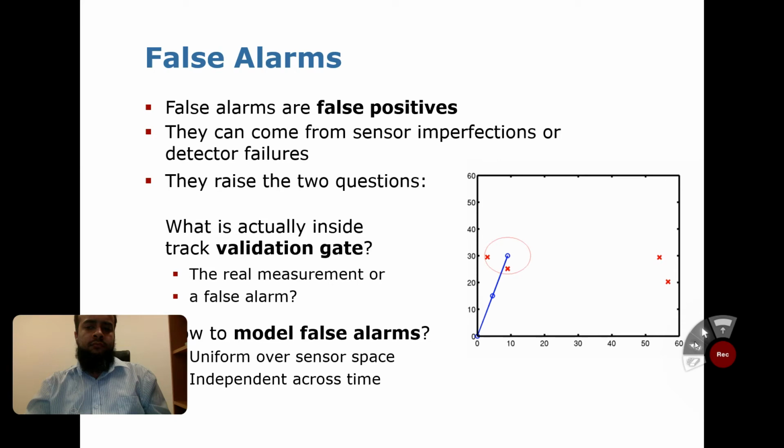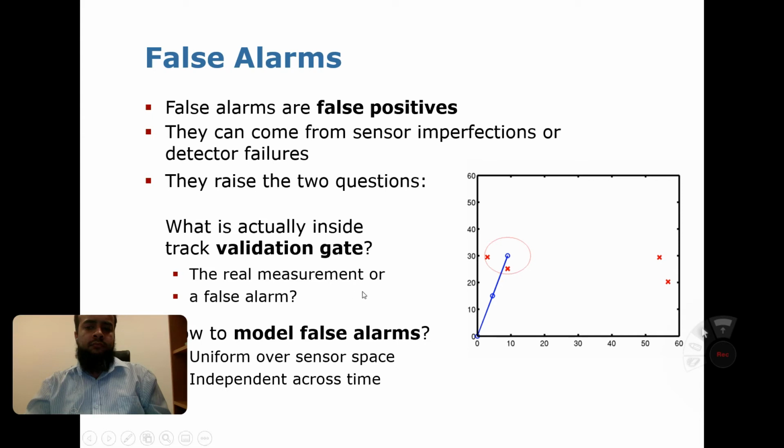So this raises two questions: what is actually inside the track validation gate? For example, in this surveillance region there are a few measurements in this example. Two are very far away, and two are selected in the validation gate. Which measurement is a real measurement and which is a false measurement? This is a big question in this regard.